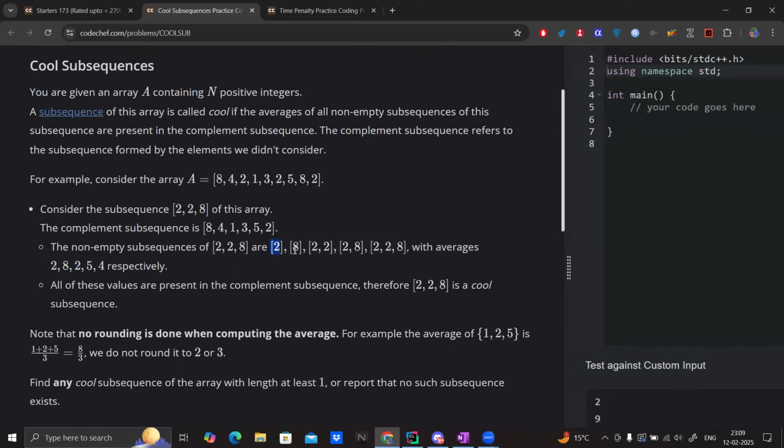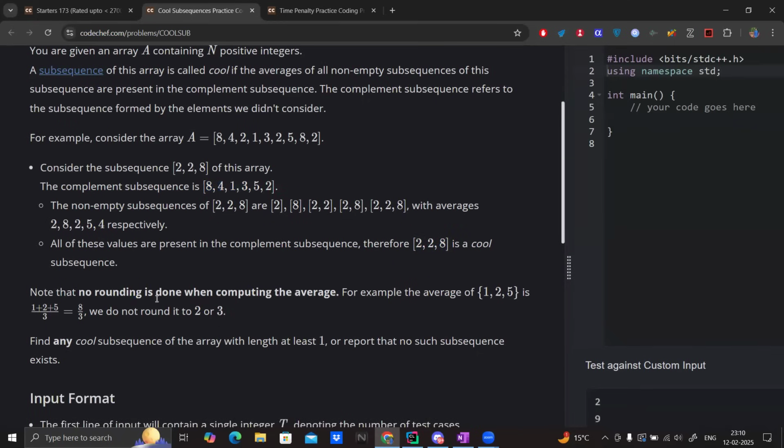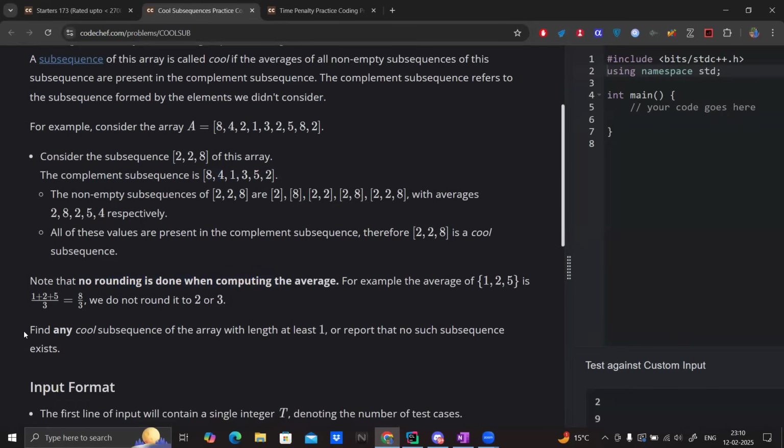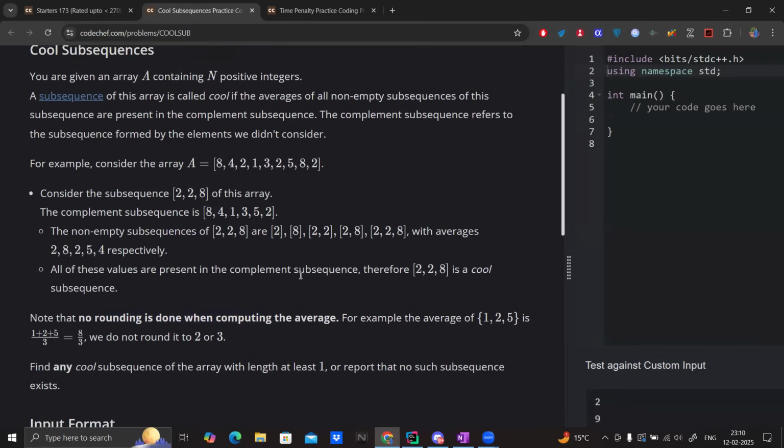So the average is 2, average is 8, average 2, 5, and 4, right? All of these values are present in the complement subsequence, right? So that's why 2, 2, 8 is a cool subsequence. And there is no rounding done when computing the average, right? Find any cool subsequence of the array with length at least 1 or report that no subsequence exists.